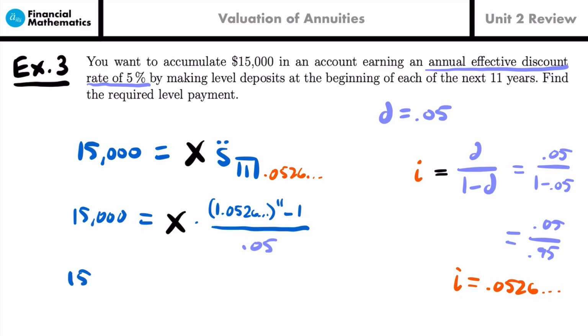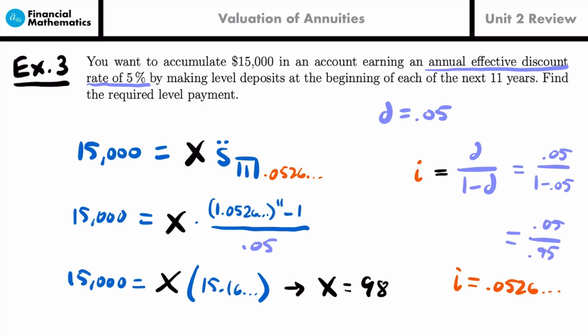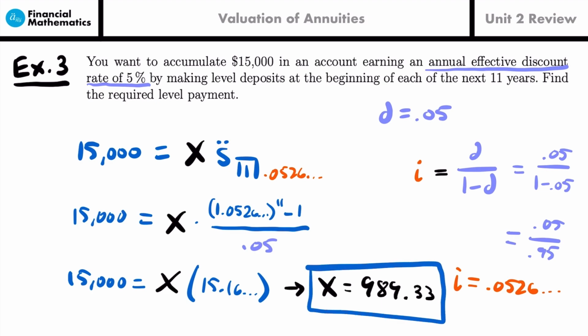So we'd have 15,000 is equal to X times 15.16 and some more decimals. And then if you divide both sides by this amount, that will solve for X. And so if you do that, you will find that X is equal to $989.33. That is the final answer to this problem.